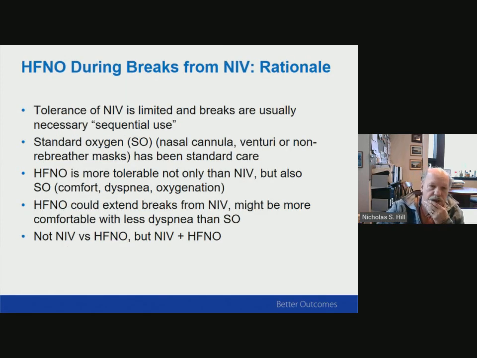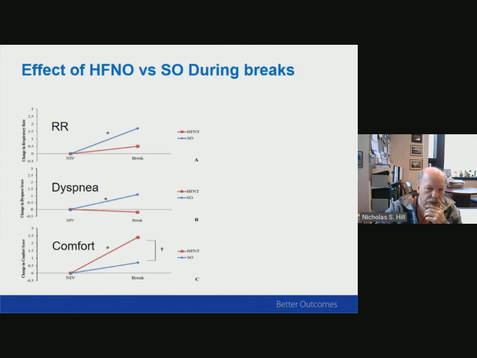Now, the last thing I want to talk about is just high flow during breaks from non-invasive ventilation. And in the interest of time, I'm going to skip to this slide, which illustrates the main finding. What we did was select patients who had been put on non-invasive ventilation, and when they were put on breaks, they were randomized either to high flow or standard oxygen with the hypothesis that high flow would lengthen breaks and reduce the need for use of non-invasive ventilation.